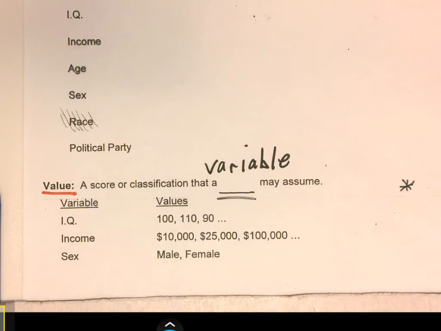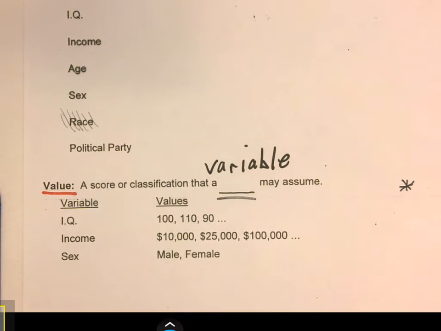Back when I wrote these lecture notes, we thought of sex as being binary, dichotomous. You're either in one category or the other. Today we recognize that there's more than two categories to sex. There are folks that are non-binary. There's other categories as well, but it's still a good example of a categorical variable. So when you think variable, think construct. When you think value, think the different categories or scores that that construct can assume.